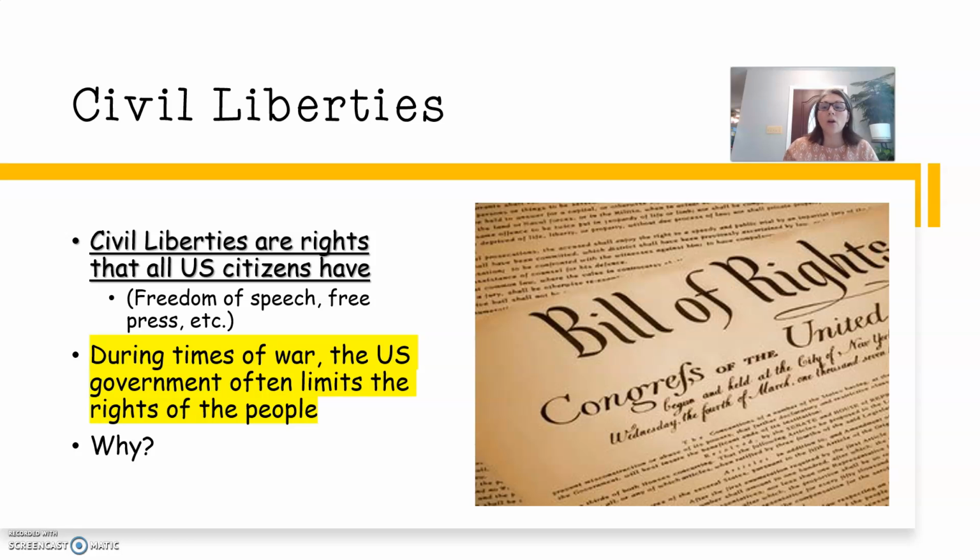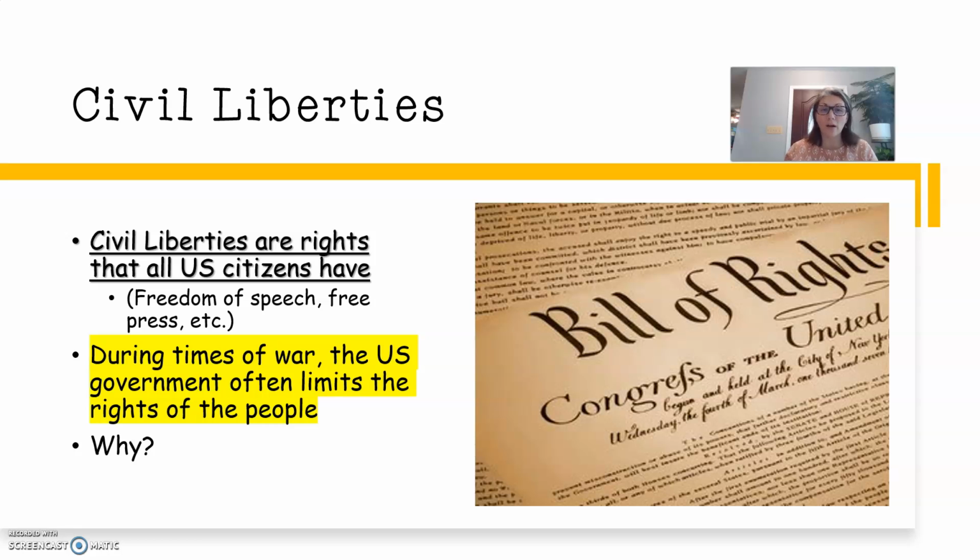freedom of press. And oftentimes during times of war, the US government has placed limits on the rights of people, especially on the right to free speech and the right to free press. Now, I want you to think about why the US government would do that. Why would our government want to limit the freedom of speech of Americans during a time of war?